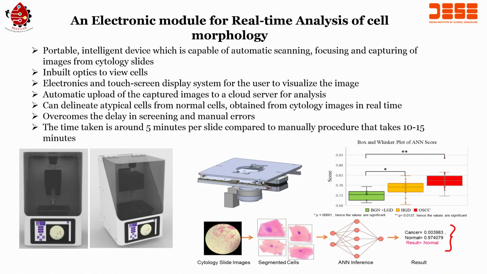Further, the system that I am showing you can delineate atypical cells from normal cells, and it can overcome the delay in screening and manual errors. That is the most important point. Finally, the time taken is around 5 minutes per slide compared to manual procedures by the oncopathologist, which take about 10 to 15 minutes depending on the expertise. And the advantage here is that we can delineate the pre-malignant cells and the malignant cells. It is very important, and pre-malignant cells from benign cells also, that is also very important.